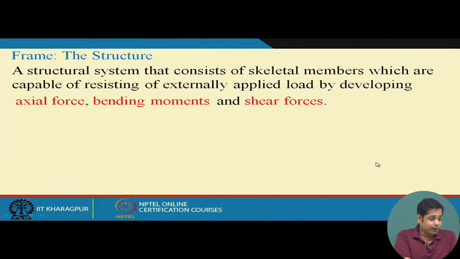Before we do that, let us define frame. A frame is a structural system that consists of skeletal members.